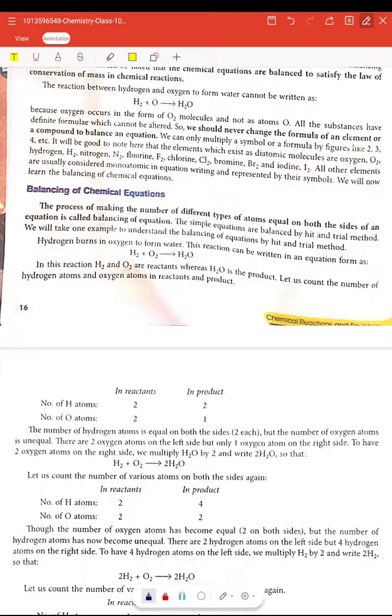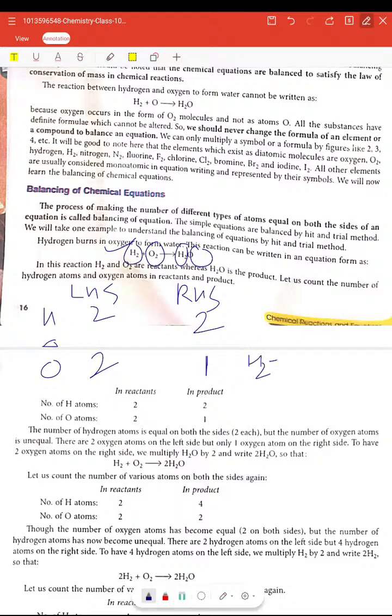Now we will try to balance an unbalanced chemical equation. We will discuss H2 plus O2 gives H2O. This is the left hand side, this is the right hand side. How many atoms of hydrogen? That is 2. Oxygen on the left hand side? That is 2. Hydrogen on the right hand side? That is 2. Oxygen? That is 1. So what should we do? This is H2 plus O2, and we have H2O.